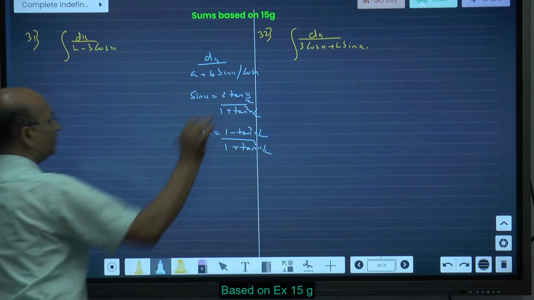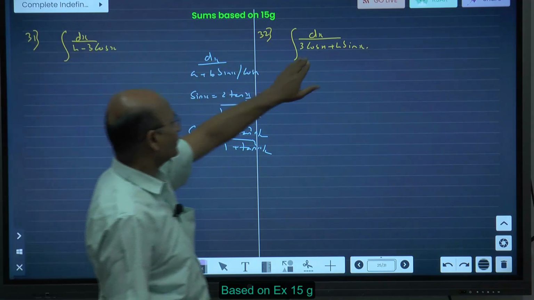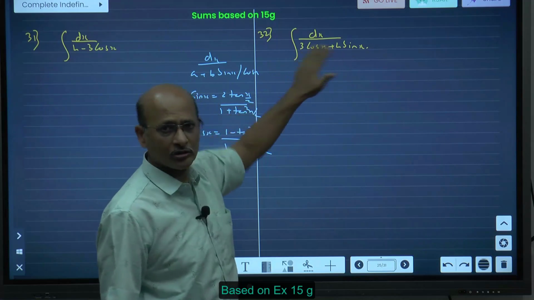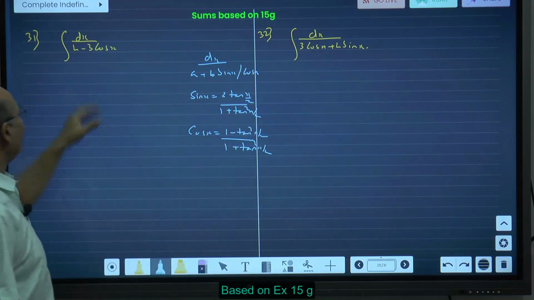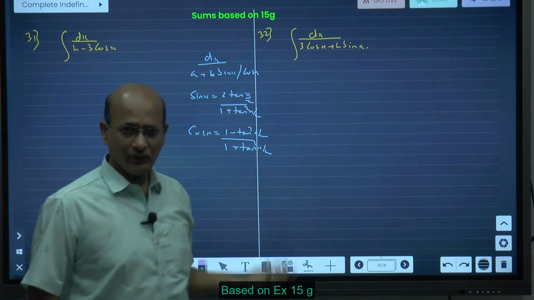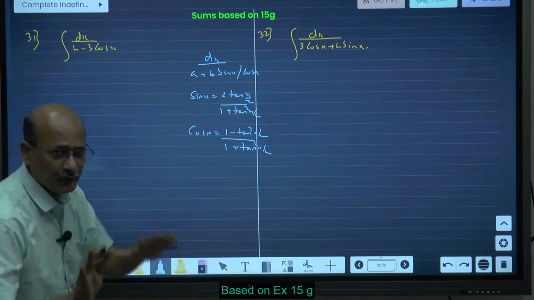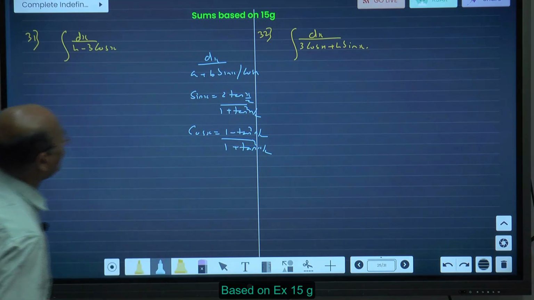Procedure is very simple. Let us see both based on this pattern, a plus b sin x form, cos x form. There is a combination of sin and cos, no problem, you can do the same procedure. Even when you have a sin square, cos square, you have to do by this procedure only. So what is the pattern? Let us have a look at that. Very simple procedure, stick to it and understand what I do.